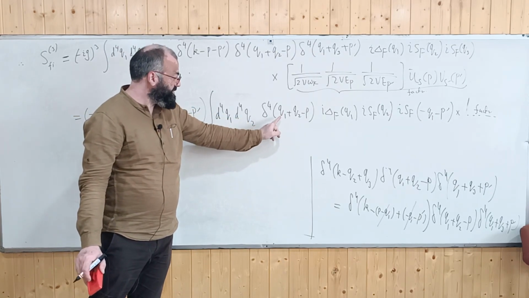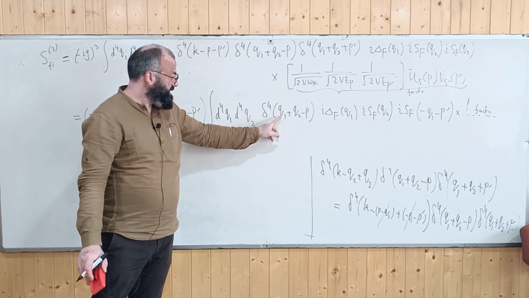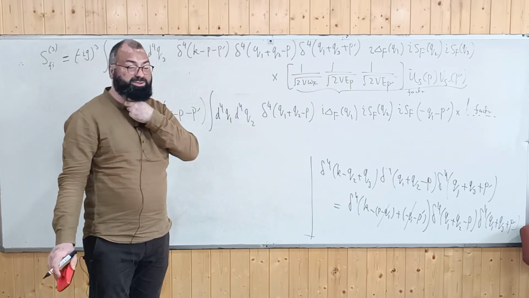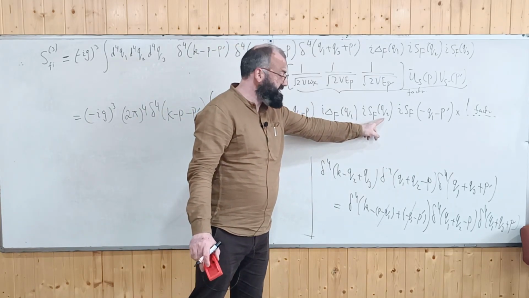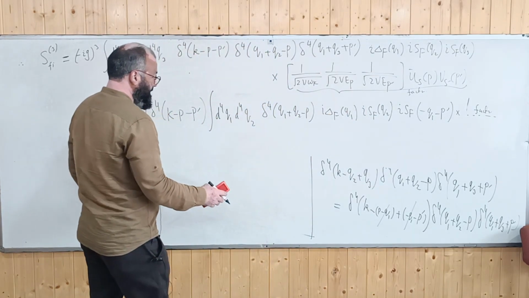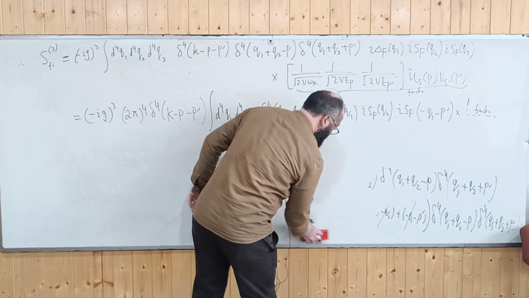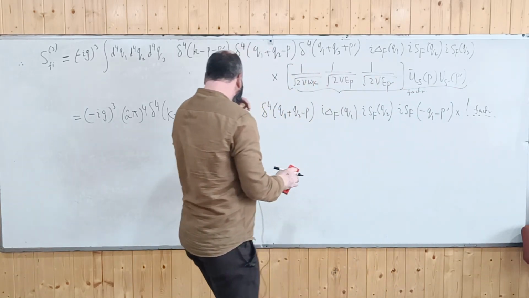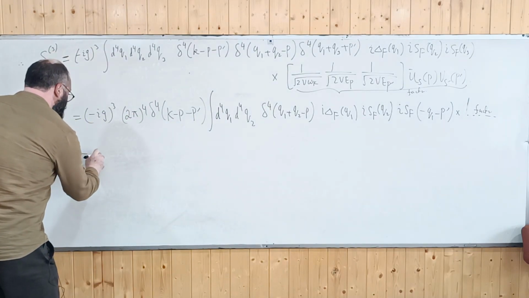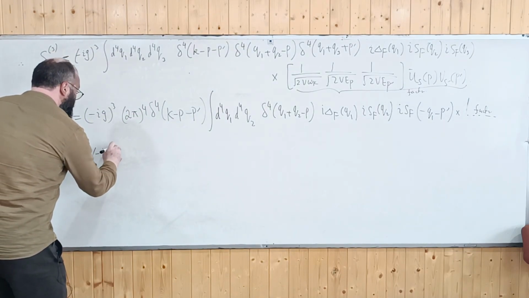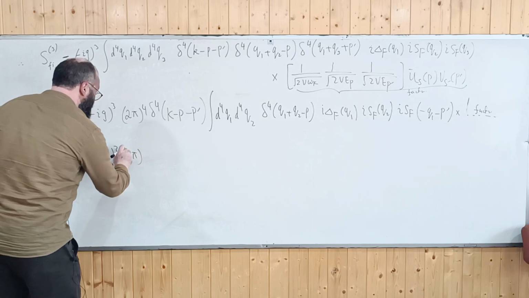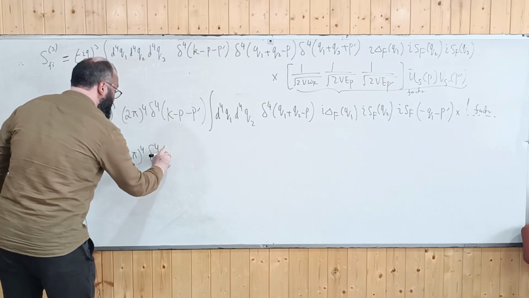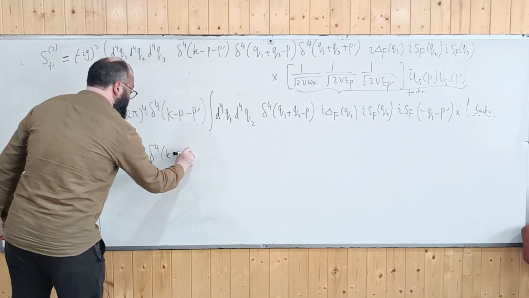What will happen to q2? q2 will be replaced by q. Okay, p minus q1, so that means this will be replaced by p minus q. So it's equal to minus ig whole cube, (2 pi) raised to the power 4, delta 4 (k minus p prime).